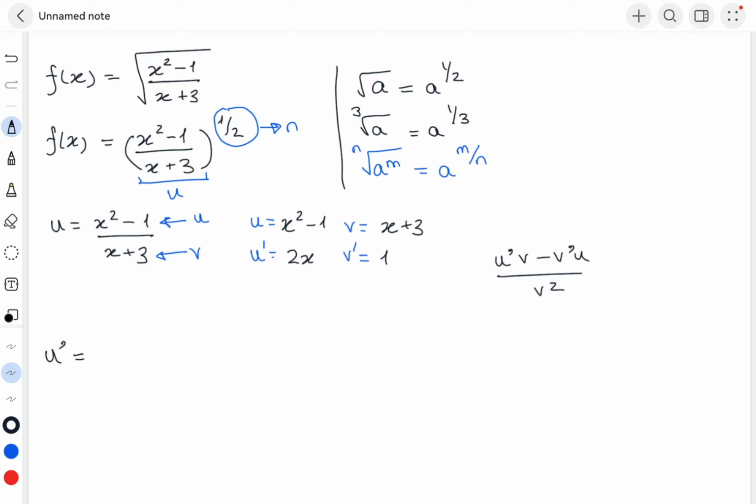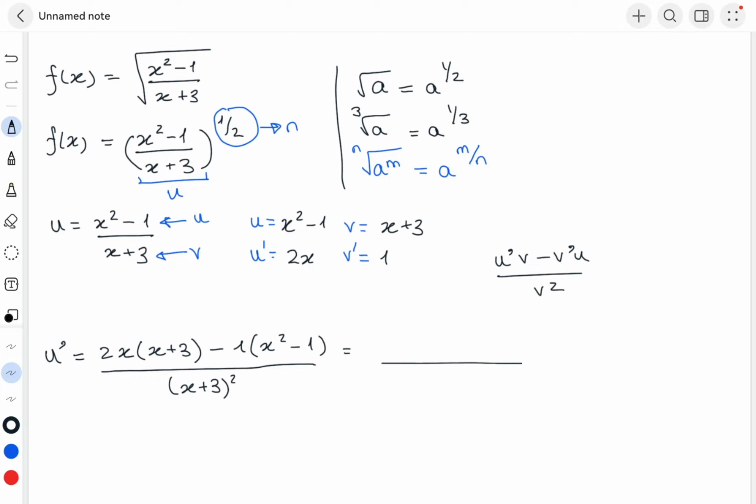So we'll have u prime times v minus v prime times u all over v squared. And now, of course, we can expand the numerator. 2x multiplied by x will give us 2x squared. 2x multiplied by 3 will give us 6x. Negative 1 times x squared will give us negative x squared. And negative 1 times negative 1 will give us positive 1.